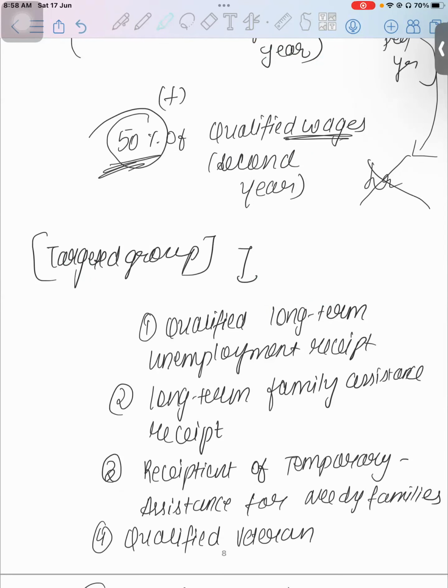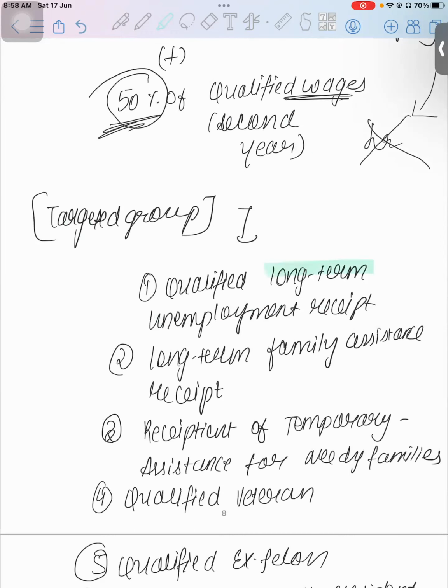Targeted group people are someone who are going to receive long-term unemployment amount. Okay, so what do you mean by that? The government used to pay the persons who are unemployed. So if they are going to receive an unemployment amount for a very long term, meaning they are not getting any employment, and the government is paying them some amount for a very long term, then they are considered a targeted group. Okay, long-term family assistance receipt. This is again similar to an unemployment program, but this is for the whole family.